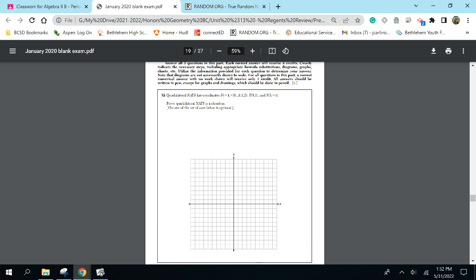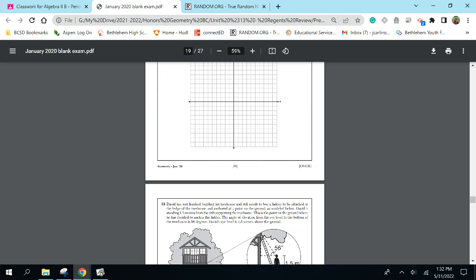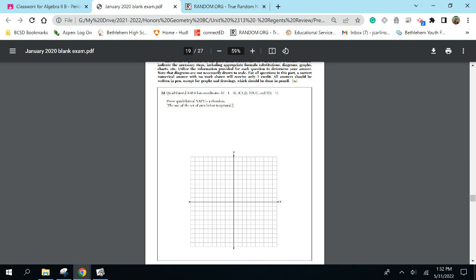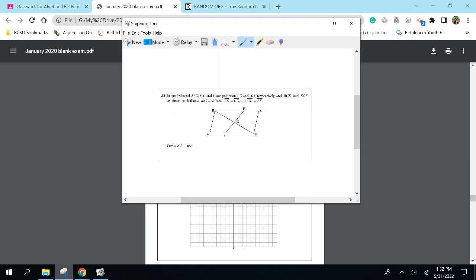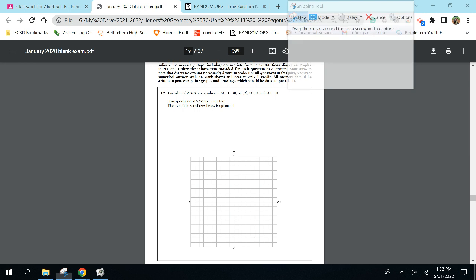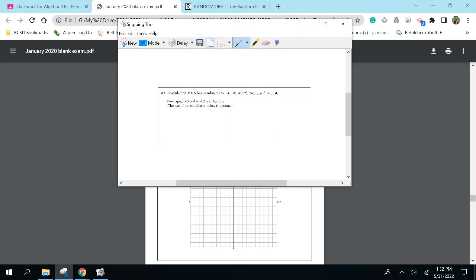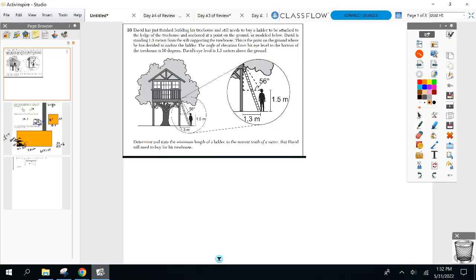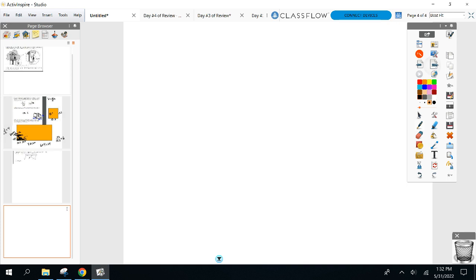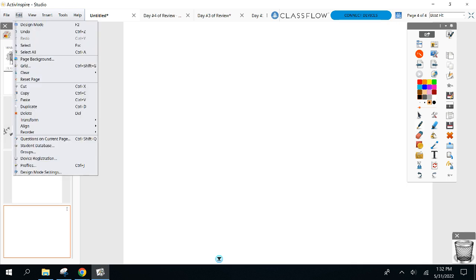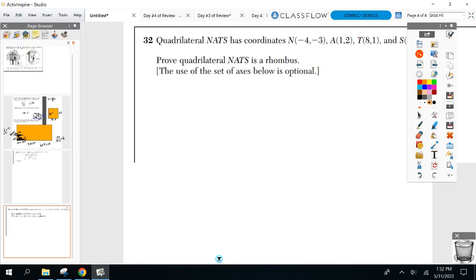Prove it's a... You do the distance formula for all of them. Yep. Then you get square root of 50. Okay, so here you go. Remember how these are going to be set up if you have to do a coordinate geometry proof like this one. Just like you would do in any proof, except no statements and reasons.